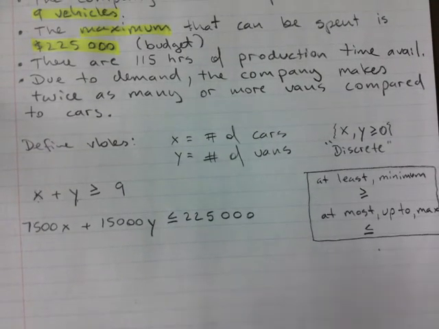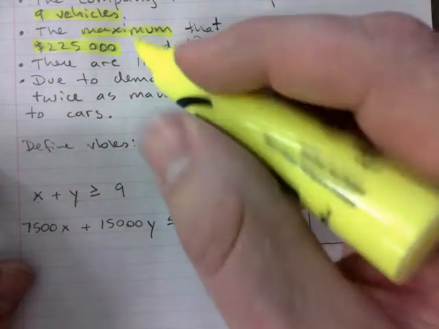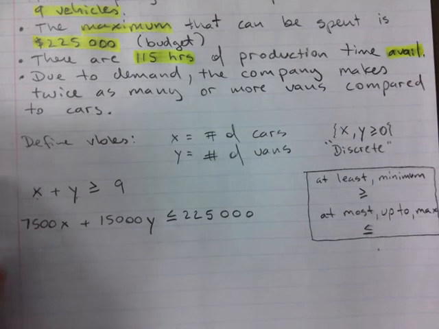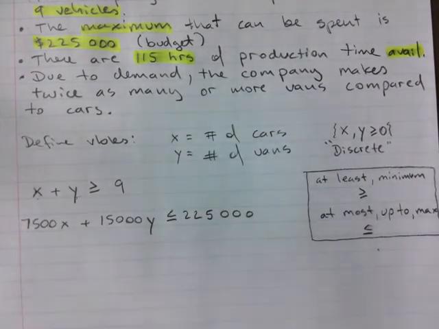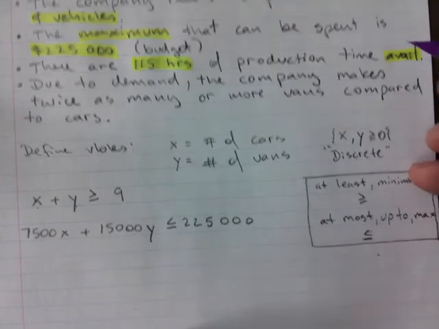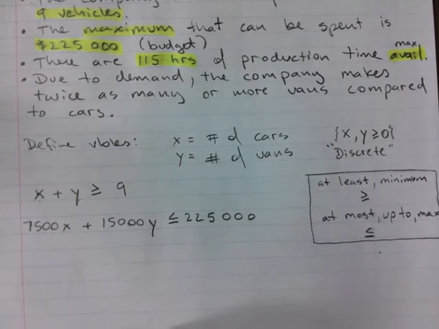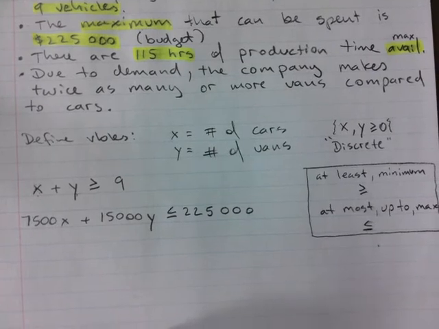Next, there are 115 hours of production time available. So what does available mean? What could we replace that with? Maximum, right? You have that available. It's up to that, right? So you can say max. If you want to replace that with max, then you plug that in there, okay?